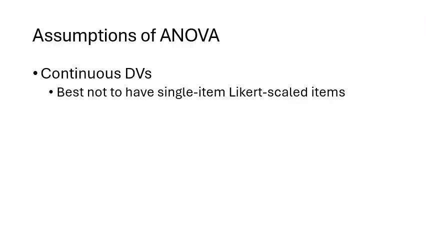There are some assumptions for the analysis of variance. First off, our DV has to be continuous. So it's best not to have a one-item, Likert-scaled item as your DV, like on a scale of 1 to 5, how much did you like this ice cream? It's best not to have that because we end up not being able to accommodate a normal distribution. We just don't have enough potential variability in our dependent variables. So it is best to use scales or inventories that have a little more than just 5 data points.